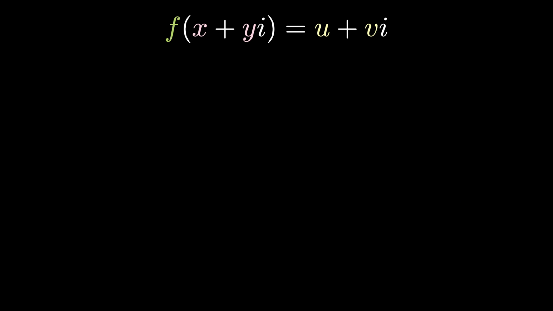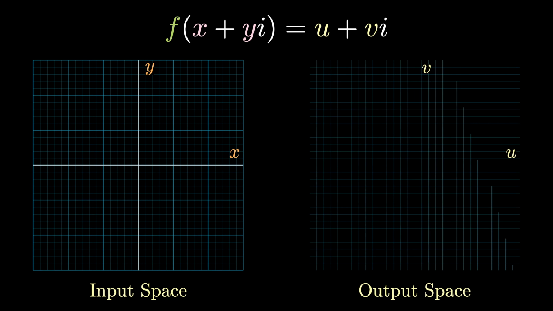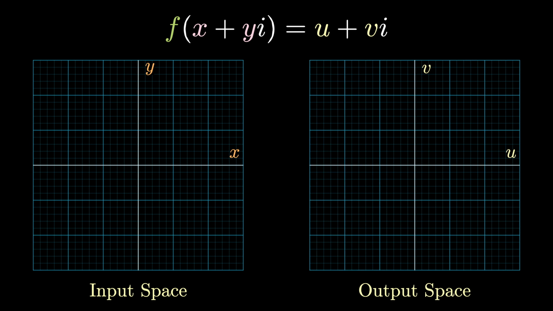Let's consider a function f of x plus yi is equal to u plus vi. Here, u and v are functions that take in a complex number x plus yi and output a real number each. The input space is a complex plane with axes labeled x and y, and the output space is a complex plane with axes labeled u and v. Let's consider a point z, its output f of z, a small change dz, and the resulting change df.